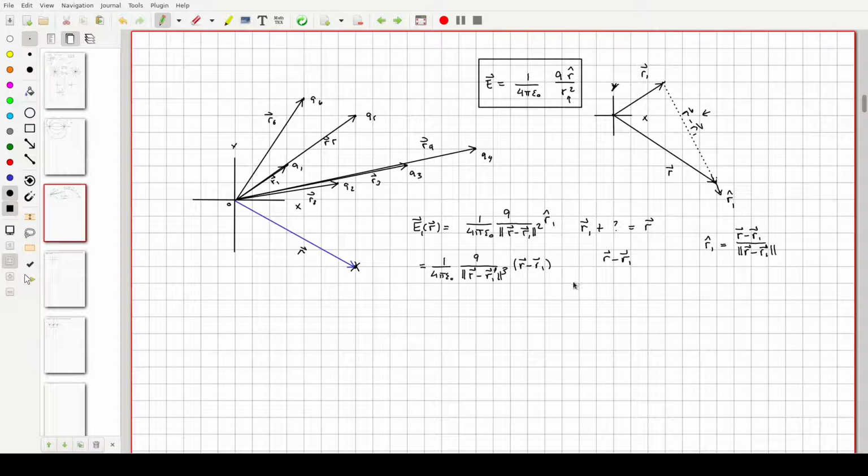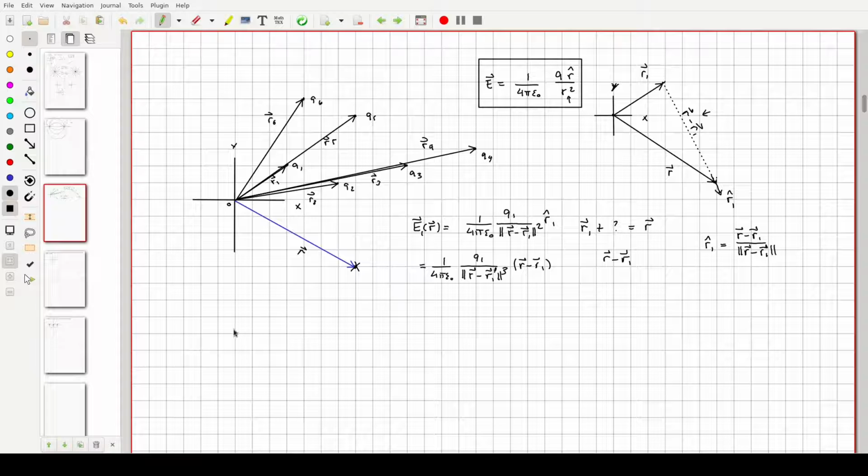But if you look at this, the only real change between E1 and E2 and E3 and E4 and E5 and all these other things would be the value of charge that they have. In this case, it's 1. We don't know what the others are. It would be the value of the charge that it has and where it's located relative to R.